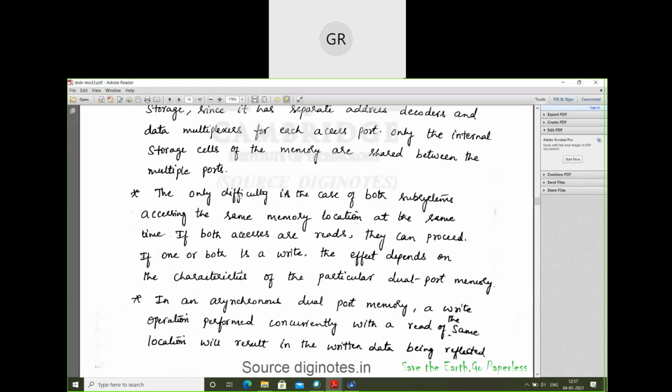The only difficulty is the case of both subsystems accessing the same memory location at the same time. Just remember, we have two ports. If both subsystems access the same memory location, for example 001, at the same time, that is the difficulty. If both accesses are reads, they can proceed. If one or both is a write, the effect depends on the characteristics of the particular dual port memory.